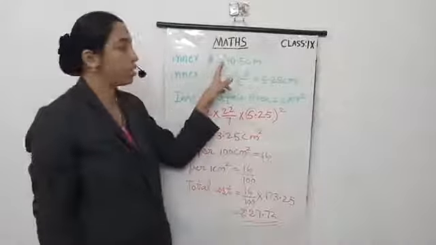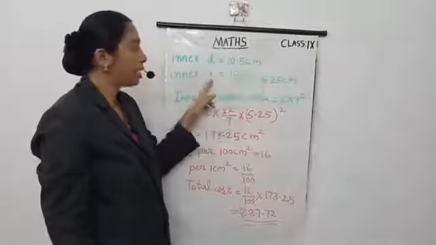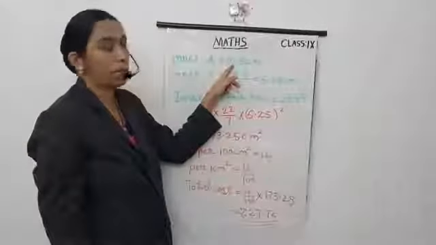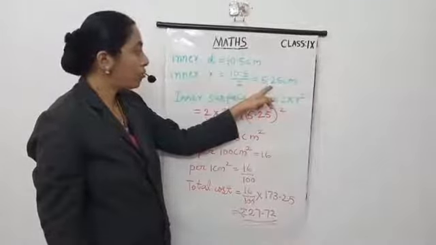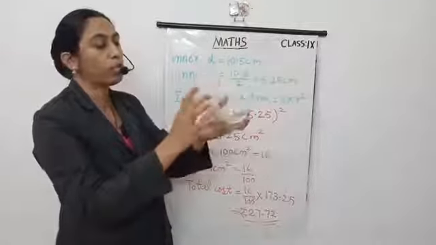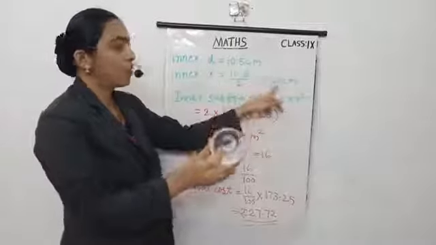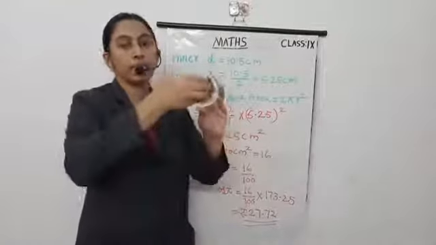Inner diameter is 10.5 centimeter. Then inner radius is half of diameter, that is 10.5 by 2. After division we get 5.25 centimeter. Okay, so suppose this is the bowl, then its radius is 5.25 centimeter. Now we need to find its inner surface area.